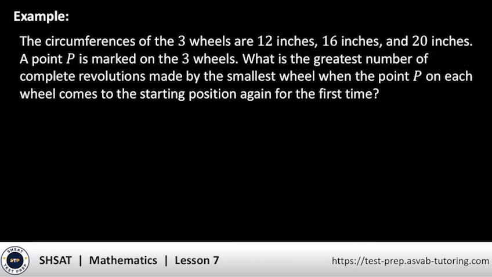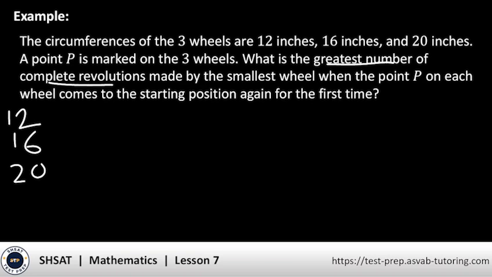The circumferences of 3 wheels are 12 inches, 16 inches, and 20 inches. For sure, we know we need to break 12, 16, and 20 down first. And then a point P is marked on the 3 wheels. What's the greatest number of complete revolutions? We most definitely need to see the greatest number of complete revolutions made by the smallest wheel when the point P on each wheel comes to the starting position again for the first time.